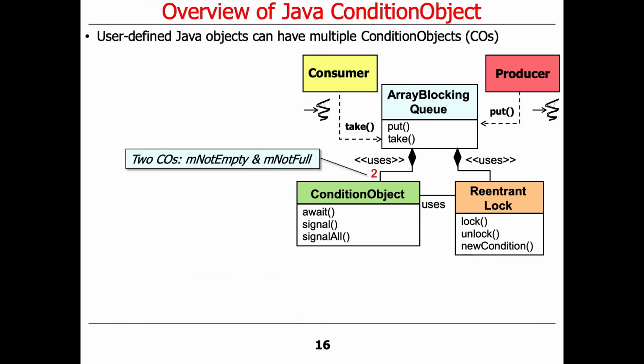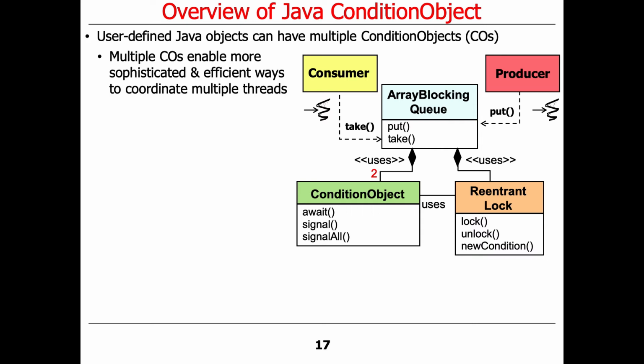It's possible to have multiple condition objects per Java object. So an object that you implement, or a class that you implement as a programmer, can have more than one condition object. For example, the array blocking queue that we'll look at shortly has both a not empty and not full condition in it. So you can have two conditions.